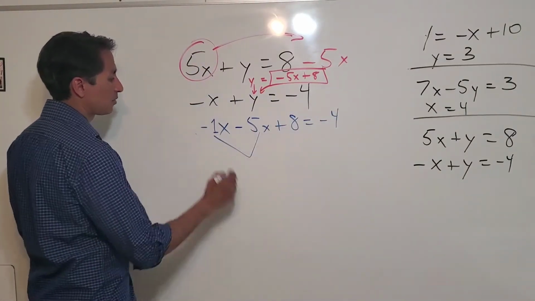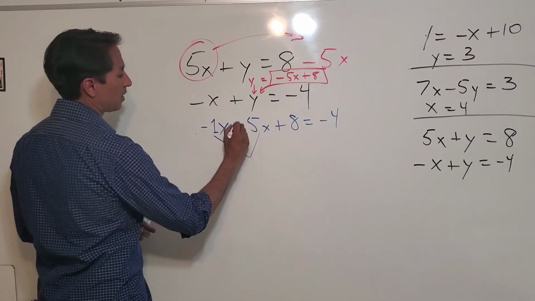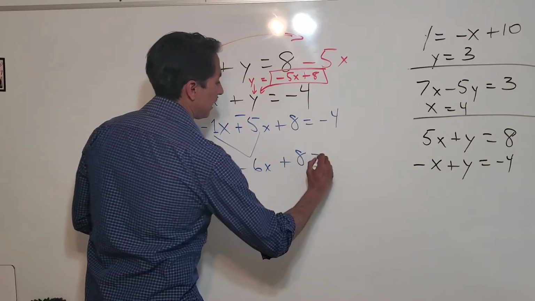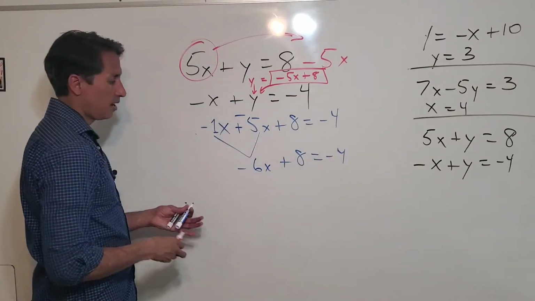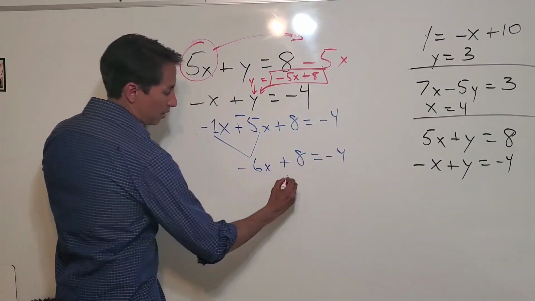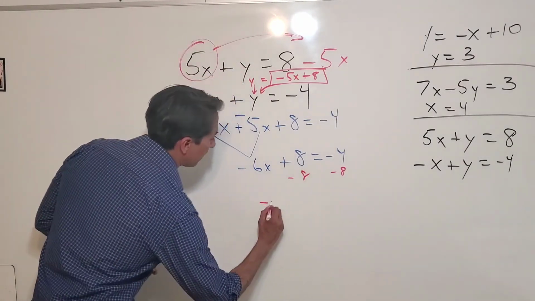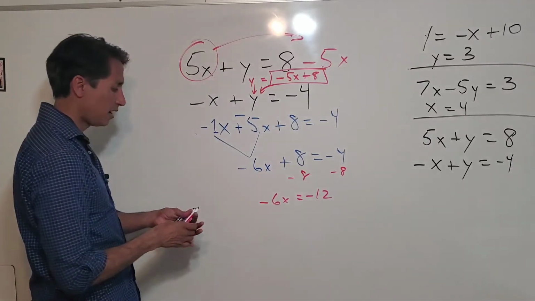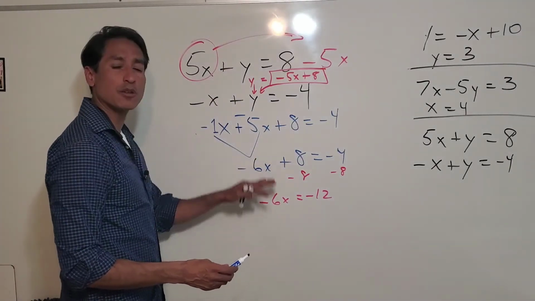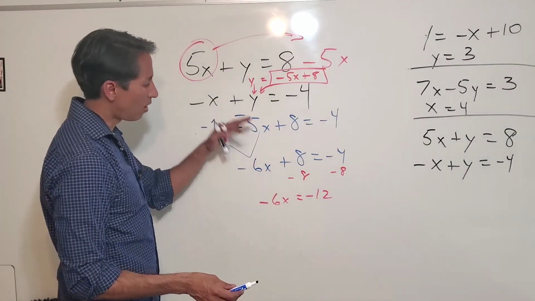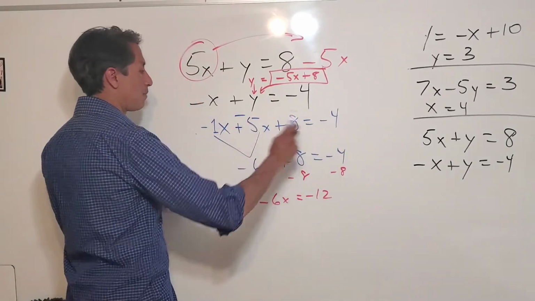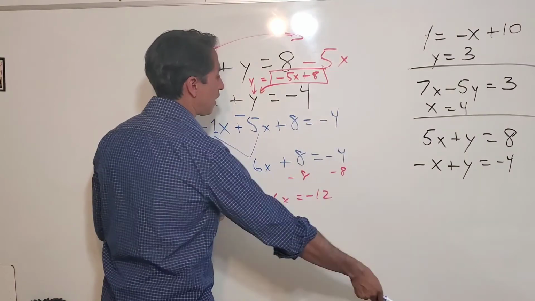Combine like terms, negative 1x plus negative 5x is negative 6x plus 8 equals negative 4. Now let's move this guy over, minus 8, and so I get negative 6x equals negative 12. And again, if I'm going too fast through this part, just pause the video, watch it again, see what I'm doing. I'm just adding and subtracting to combine like terms or to move stuff side to side.